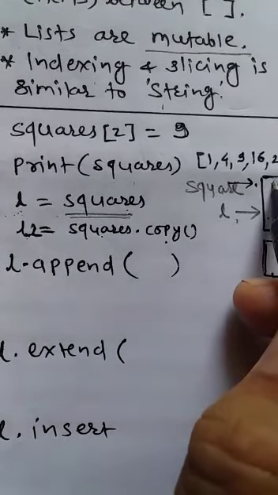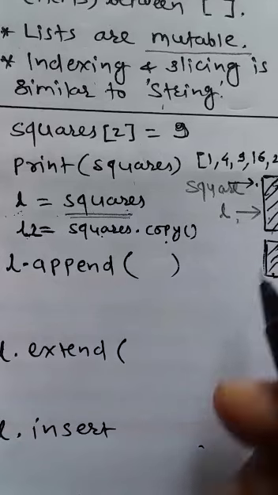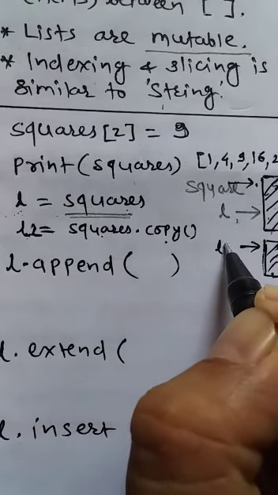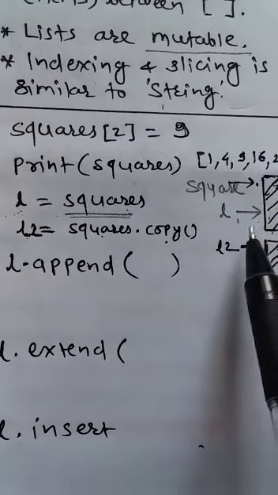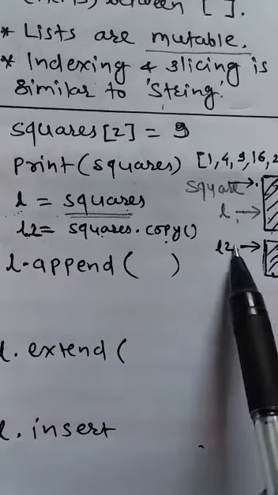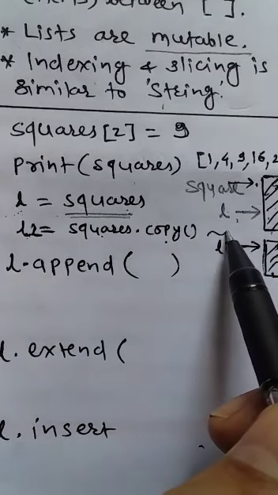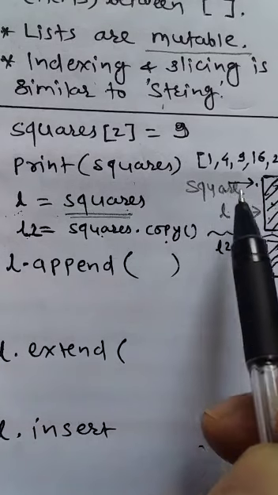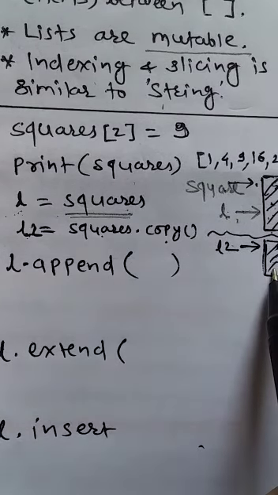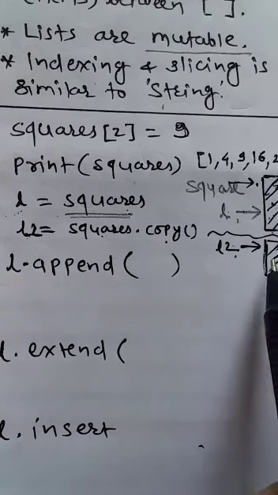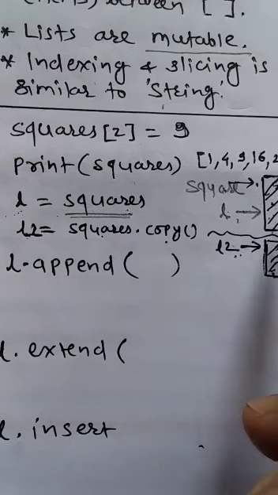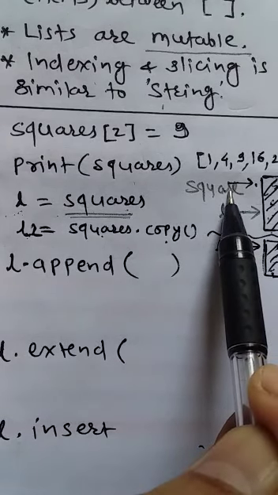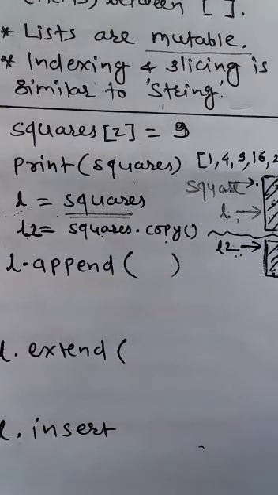See, this is only the representation of that squares list. I am showing it symbolically, and here this copy will be assigned to L2. What it indicates is that this list is separate and this list is separate. So here both are two different lists. The first list is referred by both squares as well as L, but the second list is only referred by L2. So if you make any changes in L2, that will not reflect here, but if you make any changes to L, that will reflect in squares. Okay, now we'll see that with an example.